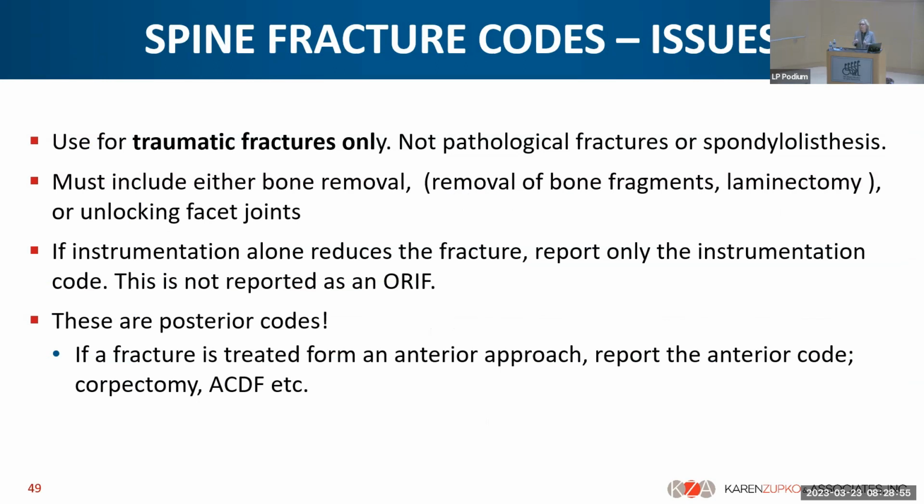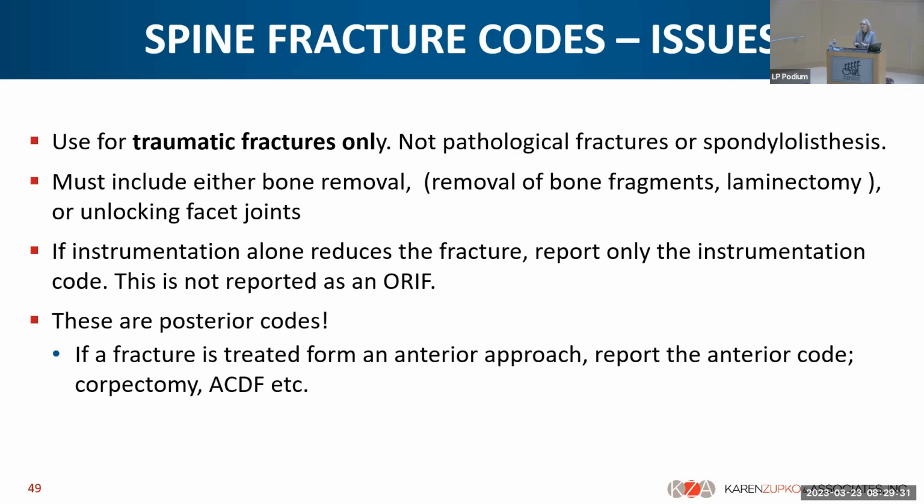And you must remove bone or unlock facets. If you're able to reduce a fracture with instrumentation alone, AANS says you bill the instrumentation only. In order to bill a fracture code and ORIF, in addition to the instrumentation, you have to do some bony work. You've got to actually take bony fragments that were fractured and remove those. You've got to do a full laminectomy to release that fracture from the spinal cord, or you have to unlock drill down jumped facets. Has to be bony work.